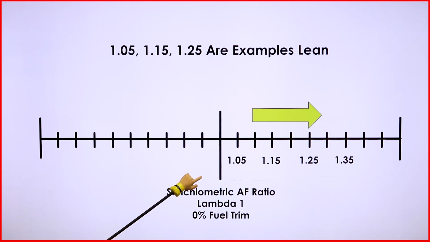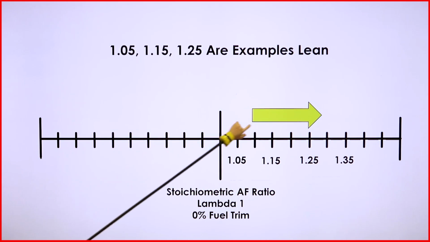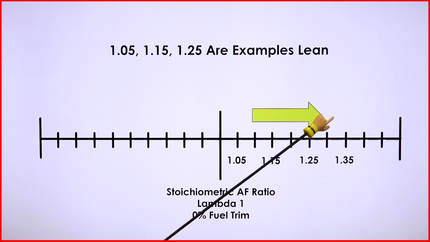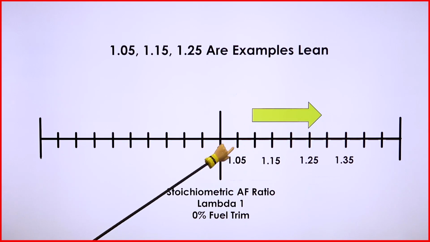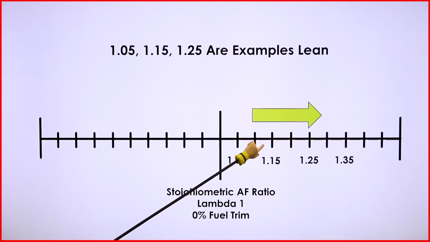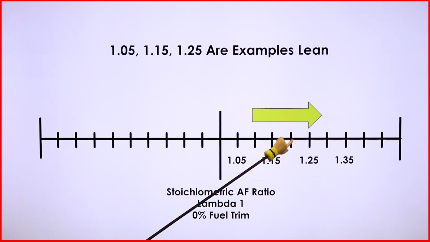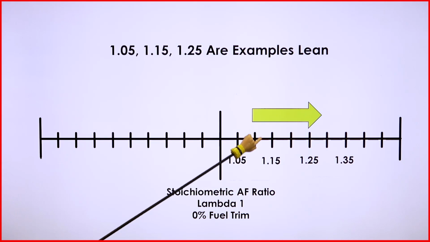So as I mentioned, stoic, the desired air-fuel ratio will be right here in the middle, Lambda of 1, which is a 0% fuel trim. So that's what we're really looking for, a reading of 1. Now anything above that value indicates a lean condition. And so as we would expect, 1.05, 1.1, 1.15, etc.